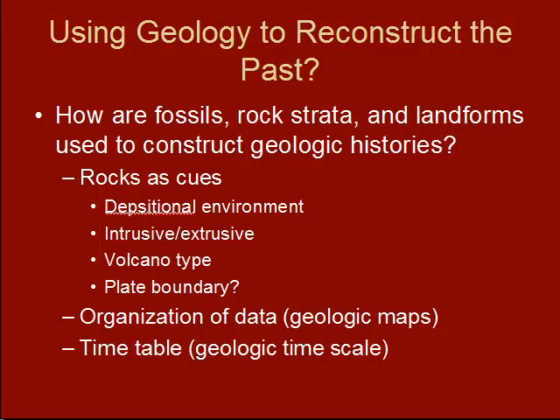Well, we can determine a depositional environment for sedimentary rock. We can look at an igneous rock and tell if it's intrusive or extrusive. We can even determine what type of volcano could have been at that location. And if we see metamorphic rocks, we might be able to determine if we have a plate boundary nearby. Now, once we have all this information and we determine what rock type is where, we can organize this data into geologic maps and into a geologic time scale.